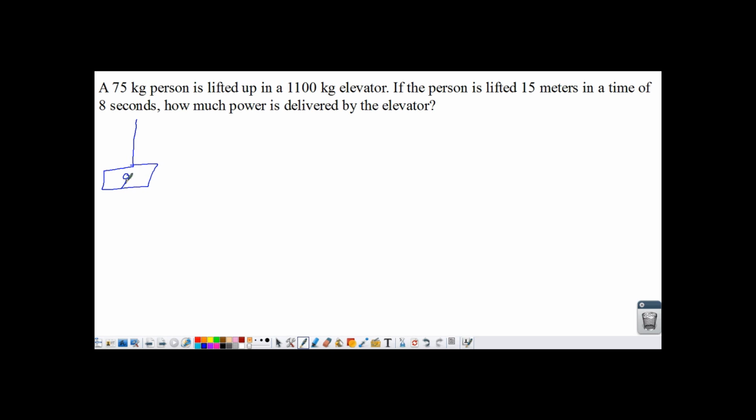Got a person in the elevator. The elevator is going to be lifted up 12 meters. Next thing we want to do is write down what we know. Well, it says a 75 kilogram person. So that's the mass of the person, and that is 75 kilograms. Is lifted up in an 1100 kilogram elevator. So that's the mass of the elevator.